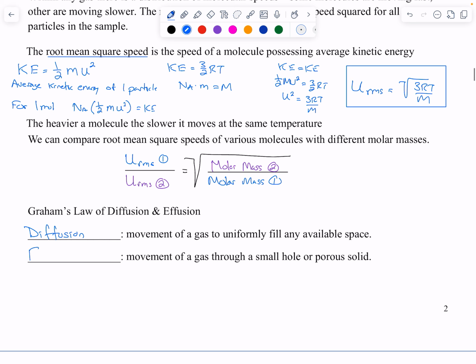Effusion is when a gas goes through a small hole. All right, that happens all the time. Think about the helium balloons you buy. Right, happy birthday, congratulations, all that.